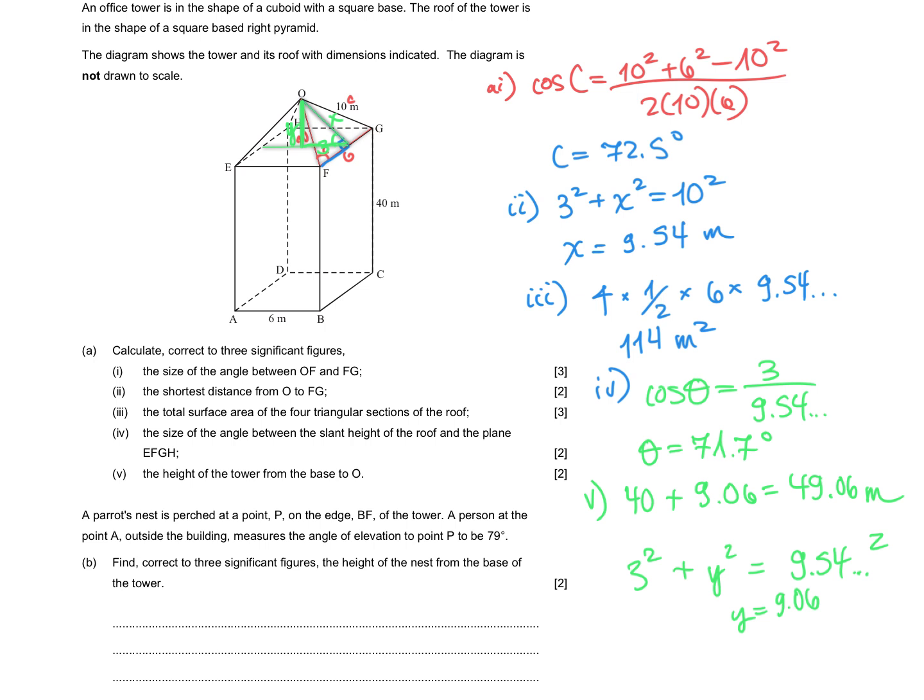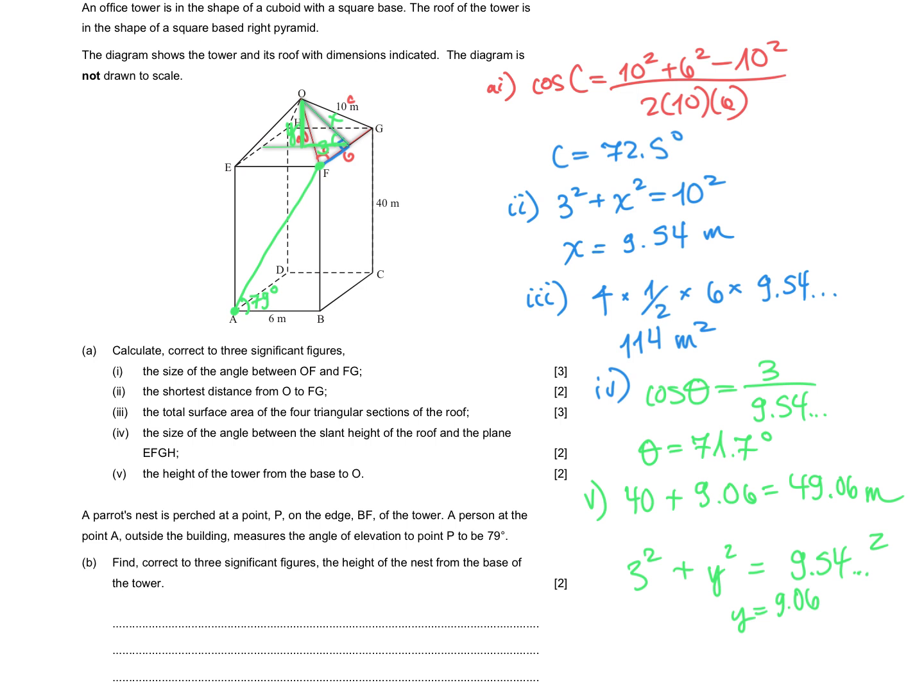A parrot's nest is perched at point P on the edge BF of the tower. A person at point A, so this parrot nest is like here, outside the building, measures the angle of elevation to point P to be 79. So this is with the horizontal, 79. Find, correct to 3 significant figures, the height of the nest from the base of the tower. Okay, so maybe the parrot's nest is like here or something. Either way, it's angle of elevation 79.